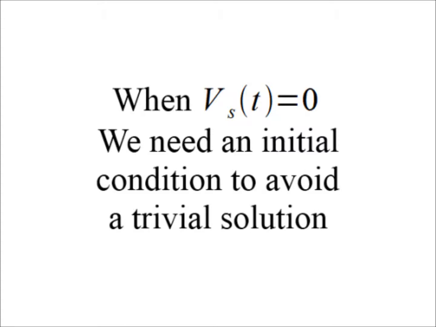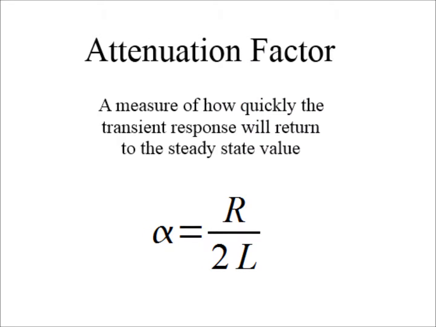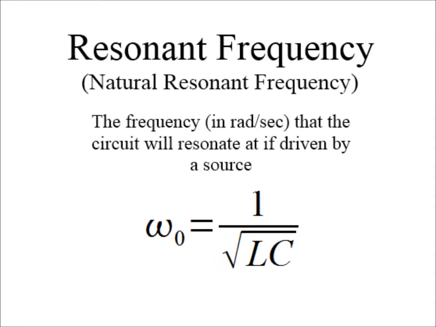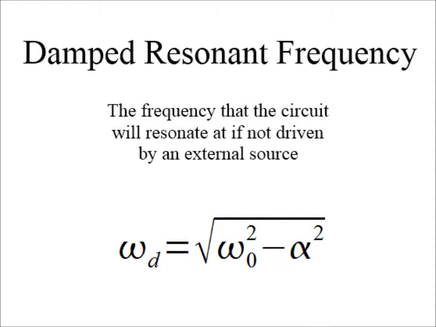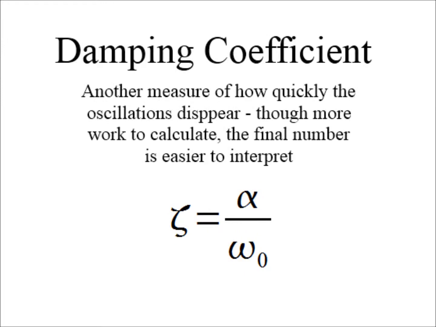So now there's a few little definitions that we need to make before we go into the rest of this. So the first is the attenuation factor, which is the measure of how quickly the transient response will return to its steady state value. The second is the resonant frequency, or the natural resonant frequency, which is the frequency that the circuit will resonate at if driven by a source. And the third is the damped resonant frequency, which is the frequency that it will resonate at when not driven by a source.